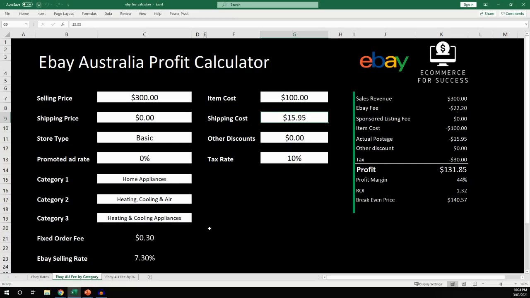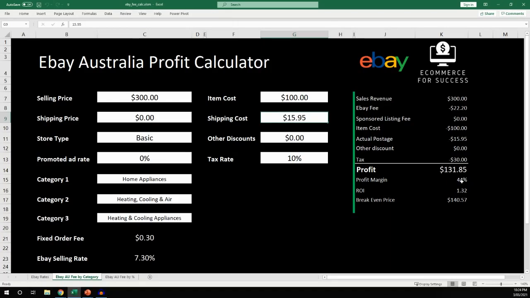And the way it's calculated is it's taken the $300 times the 7% rate plus the 30-cent fee that you would pay, to give you the $22.20. It knows you're paying $100 for the item cost, $15.95 for the actual postage, and it's worked out that there's also $30 we'll have to pay in tax. Now, using all those numbers, it's crunched it and figured out that from this item, when we sell it, we're going to be making $131.85 in profit. That's profit into our pockets.